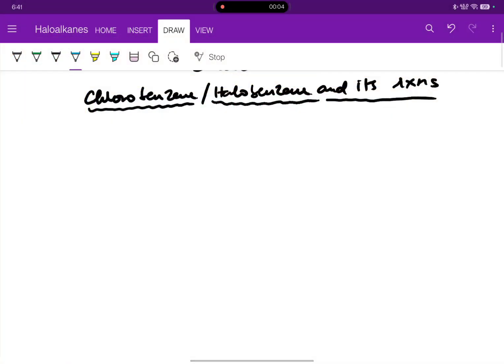So first we will see what are the various halobenzenes, and then we will talk about their positions, and then we will go about their reaction. So this is your example of a halobenzene.